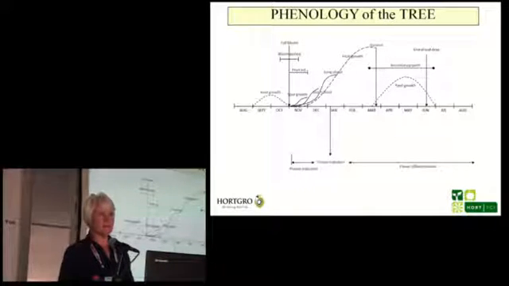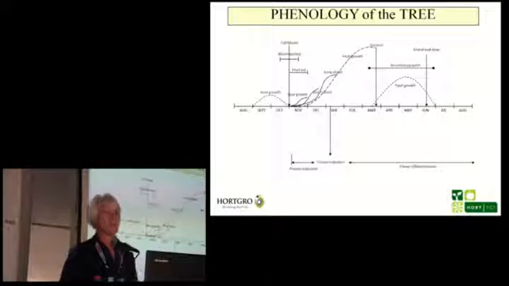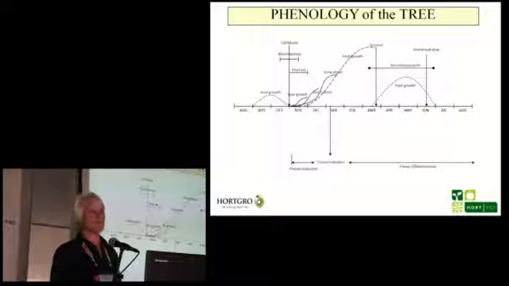So we can see that there are a number of processes happening at the same time on the tree, and this is what makes growing apples a lot more complex than growing something like maize. In the case of mealies, we sow the seed, we grow the plant, it flowers, it forms the fruit, and we harvest, and that's the end of the plant.